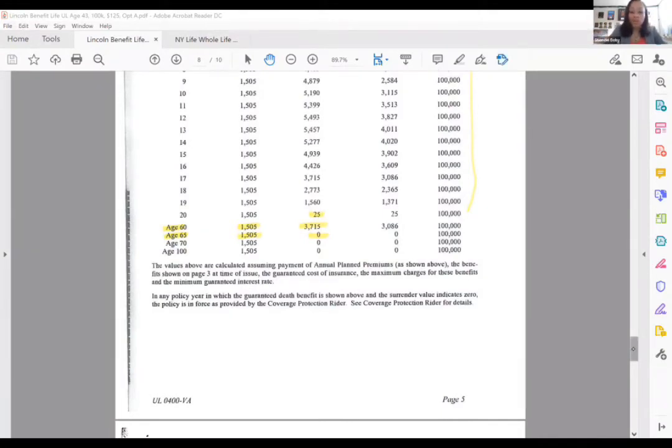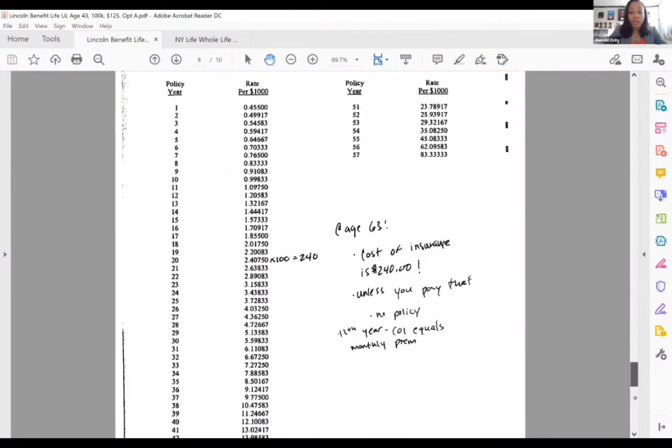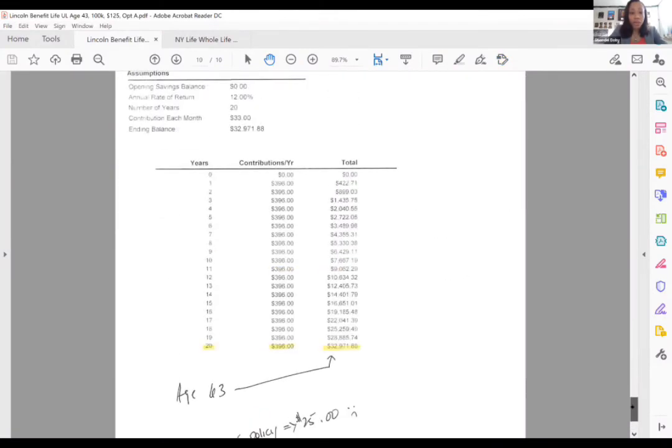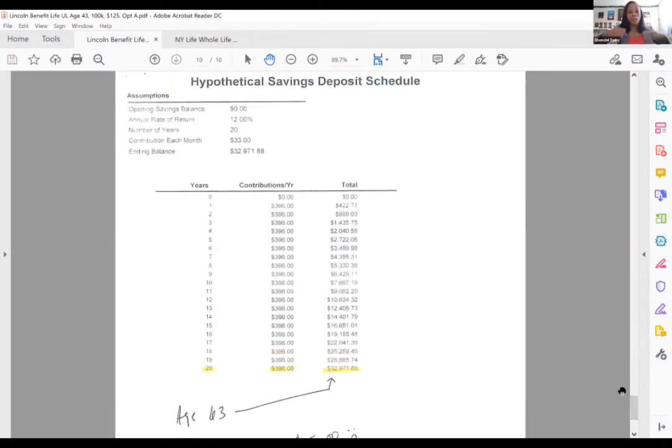Now, if we look at what we could help them do, it's buy term and invest the difference. If they got a term policy with us, they would have saved $33 a month instead of paying $125 a month.